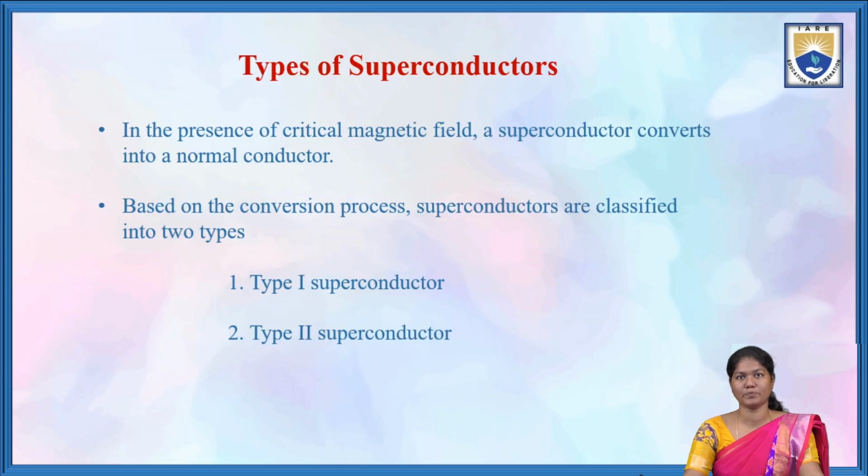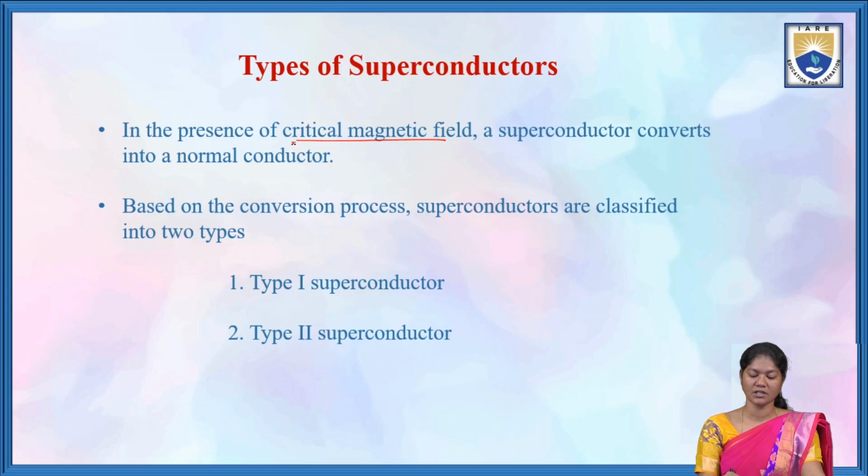So, types of superconductors. First of all, what is the critical magnetic field? Critical magnetic field means the magnetic field at which the superconductor is converted into a normal conductor. In the presence of the critical magnetic field, a superconductor converts into a normal conductor.